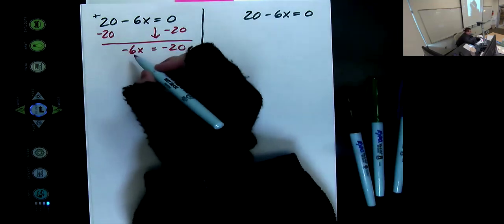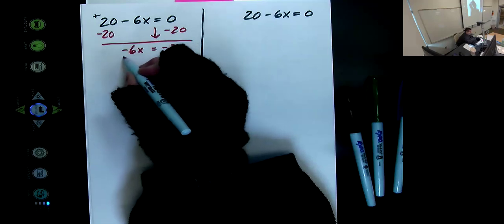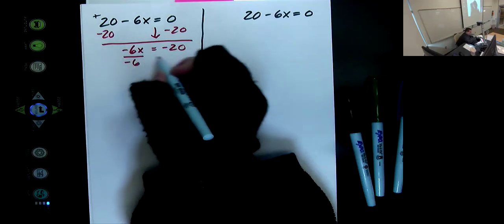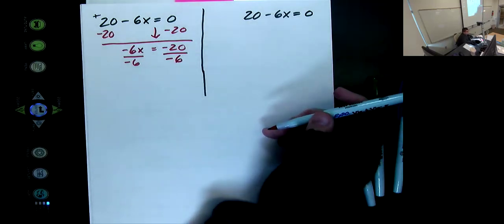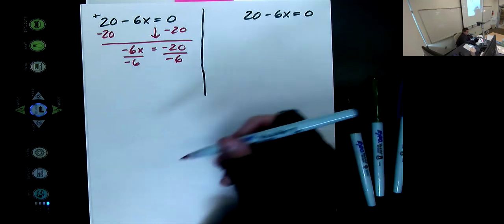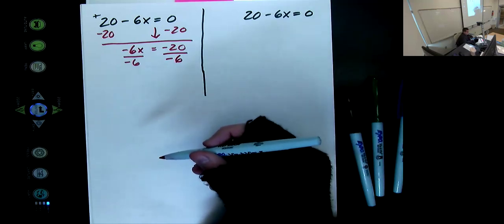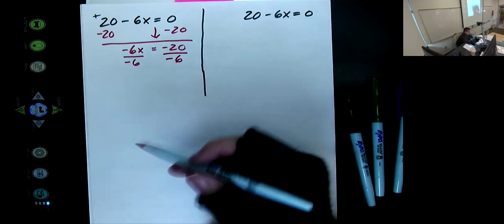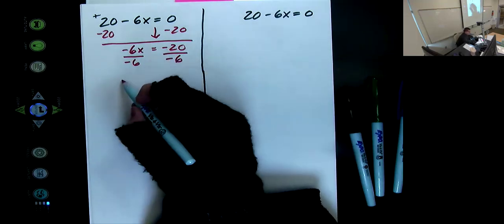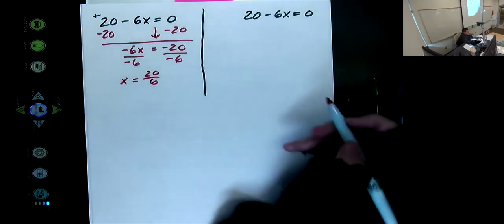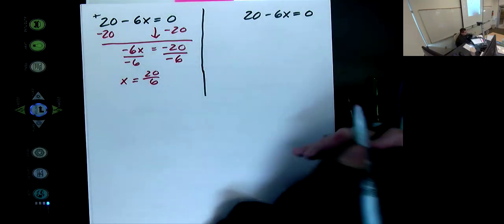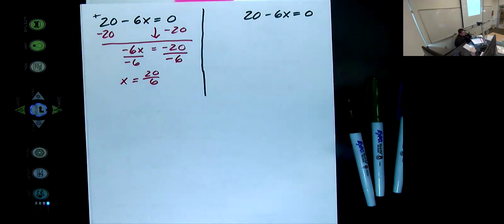Then we divide by the number in front. It is negative 6. Make sure you divide by the negative. Two negatives make a positive. This ends up being 20 over 6, which simplifies, but I'm going to get to that in a second.